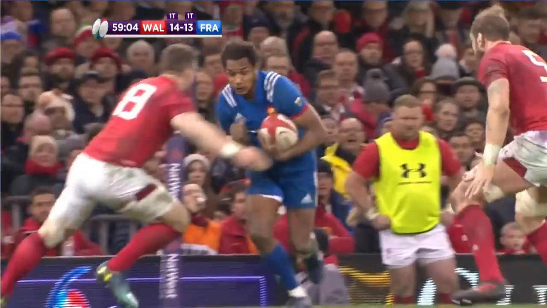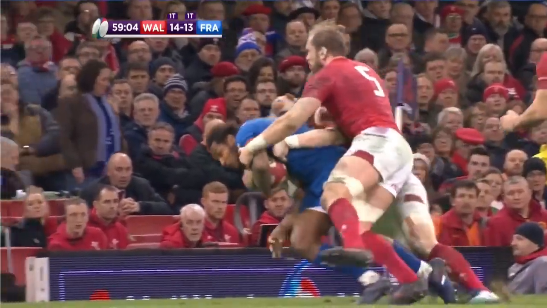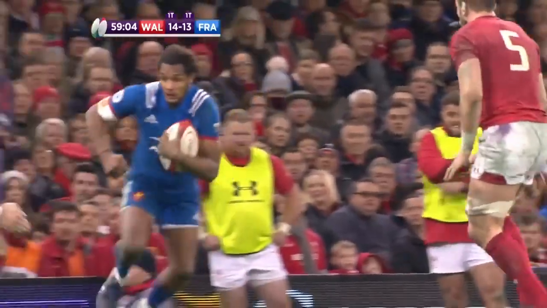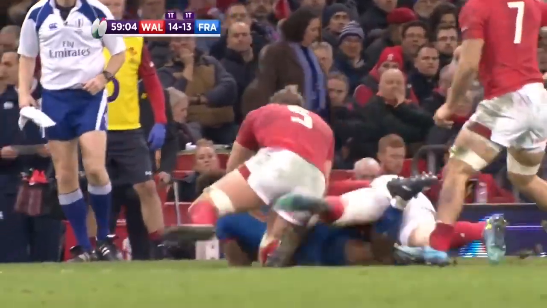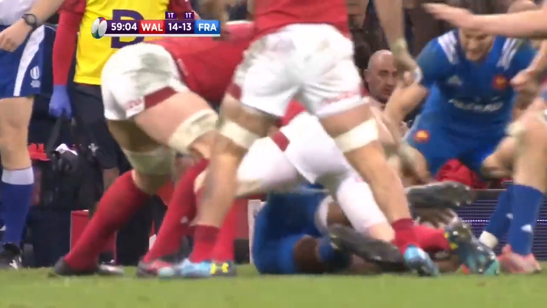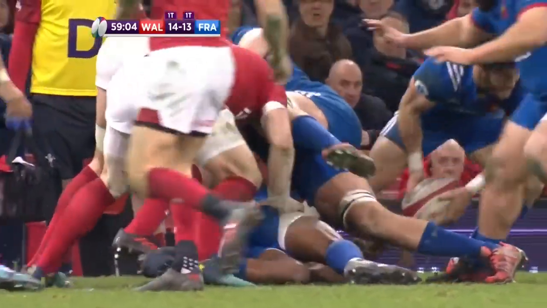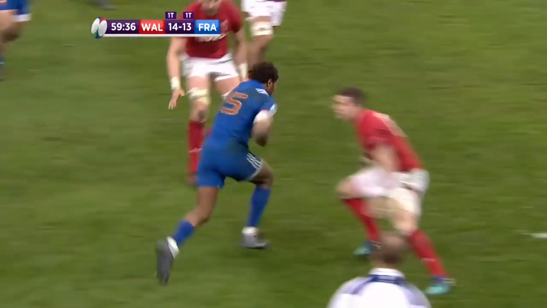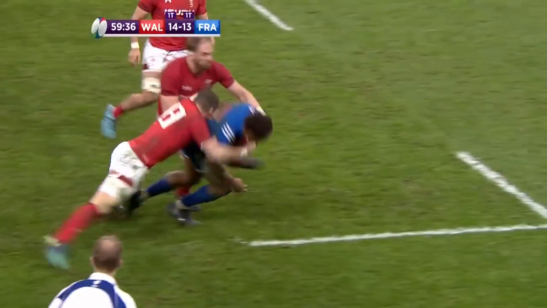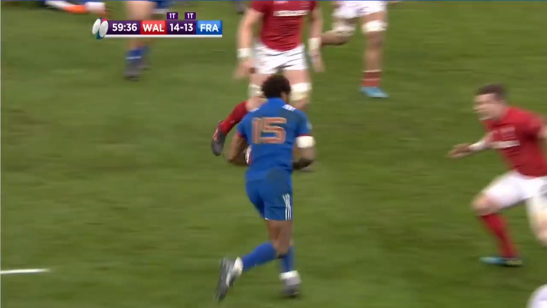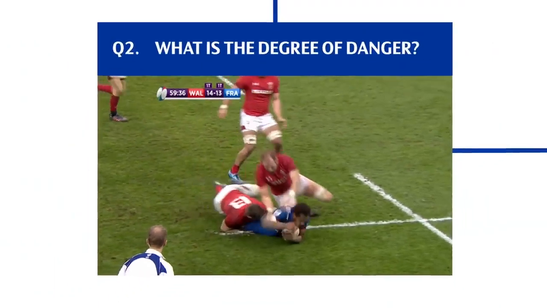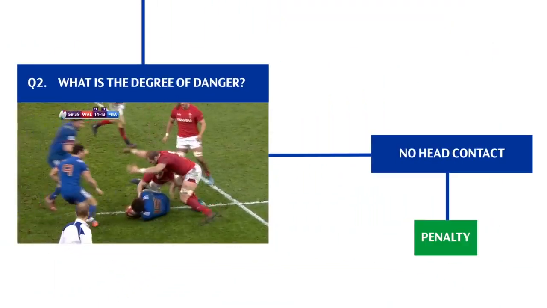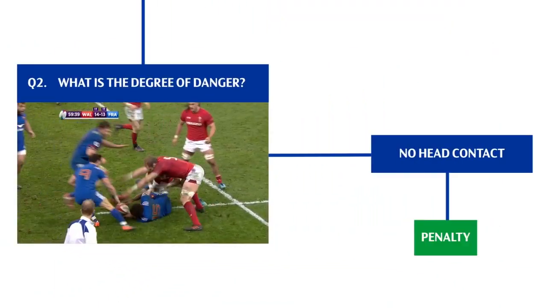Question 2 asks whether the high contact is direct or indirect. In this case, we see no head or neck contact at any stage during the tackle, so it is considered high but without head contact. The official's third question is whether the degree of danger is high or low. For a tackle that does not involve head or neck contact, the degree of danger will automatically be low. The initial decision would be a penalty.